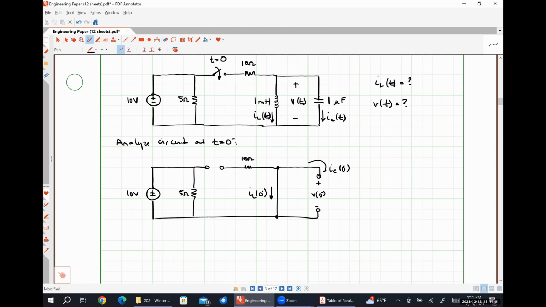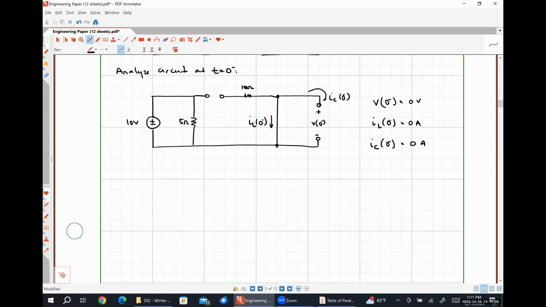Okay. So let me write those down. v at 0 minus was 0 volts. iL at 0 minus was 0 amps. And iC at 0 minus was also 0 amps. So there's our analysis at t equals 0 minus. This was fairly easy and straightforward. Any questions? All right. Now we're going to analyze our circuit at t equals 0 plus.